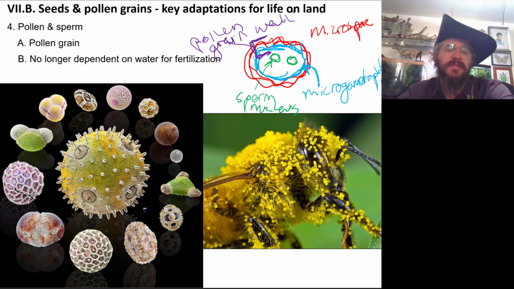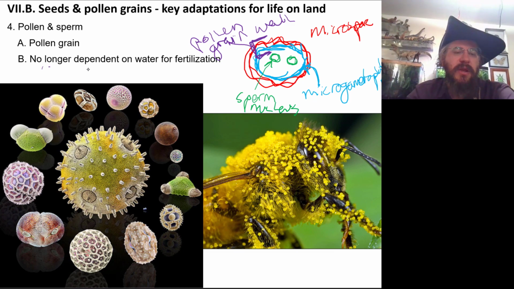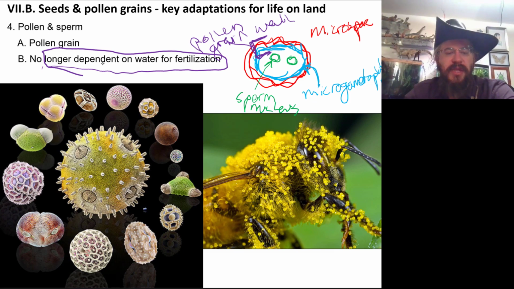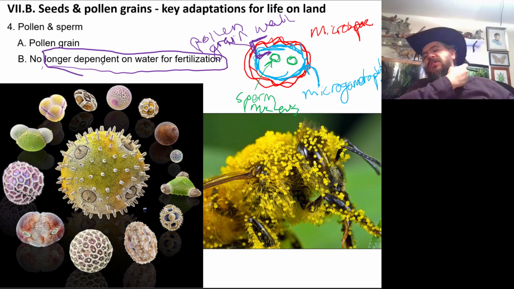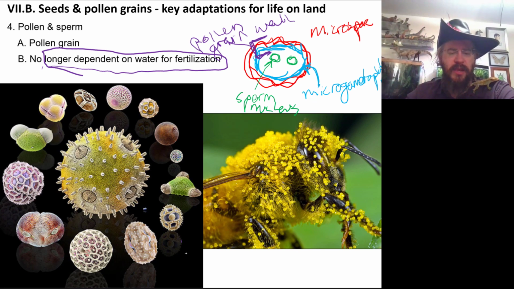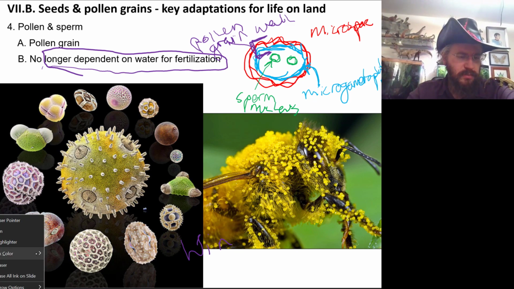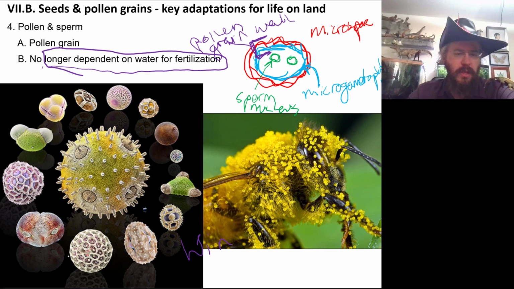All right, this means that we are no longer dependent on water for fertilization. So there are two basic ways we can spread pollen now. Wind, and critters.